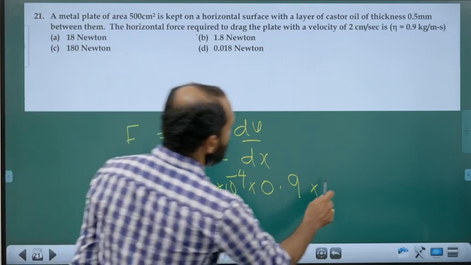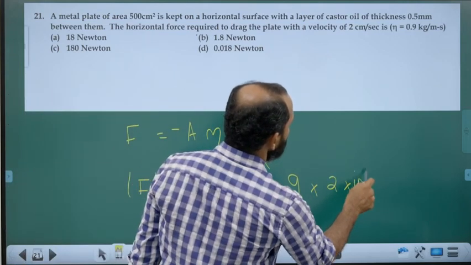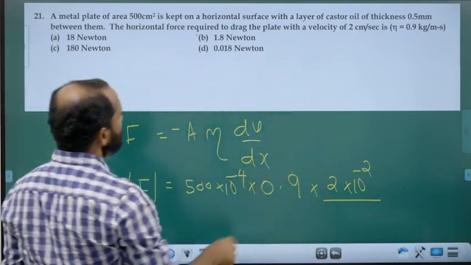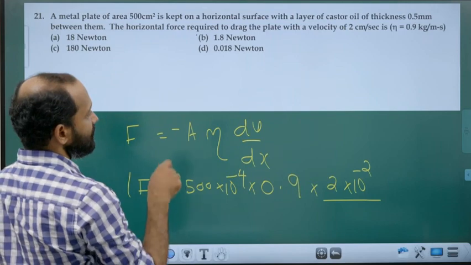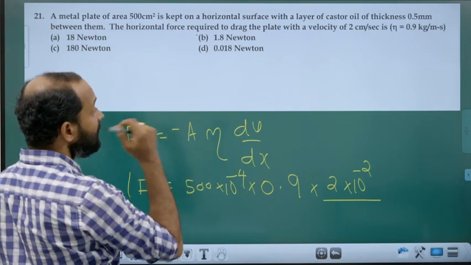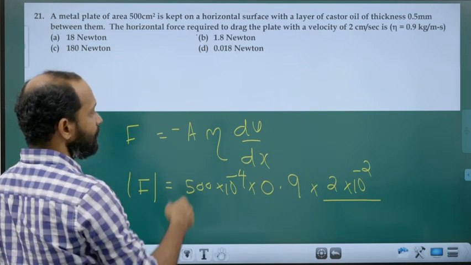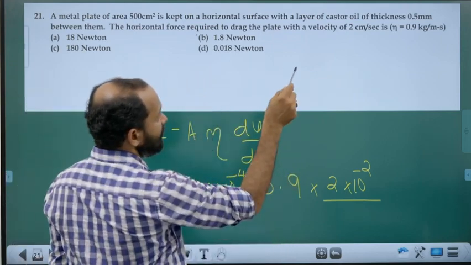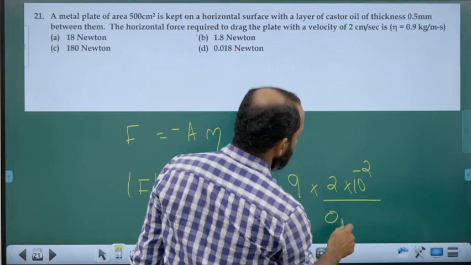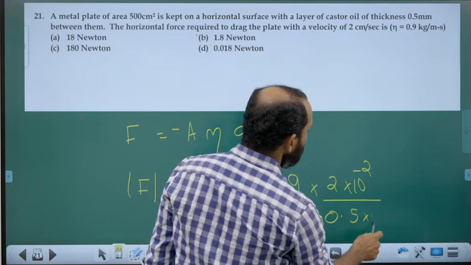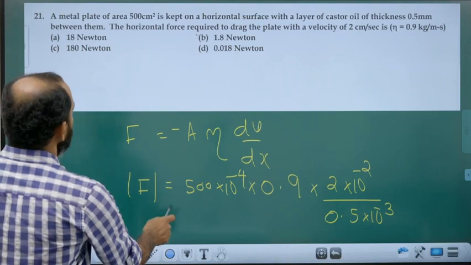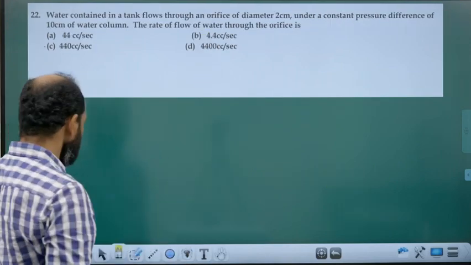What is dv? dv is 2 into 10 power minus 2. Don't forget that is in centimeter. It is divided by dx, the thickness, the vertical height. This is the velocity gradient, dv by dx. The thickness is 0.5 millimeter, which you convert into meter. Finding that out, you get the answer, option B.